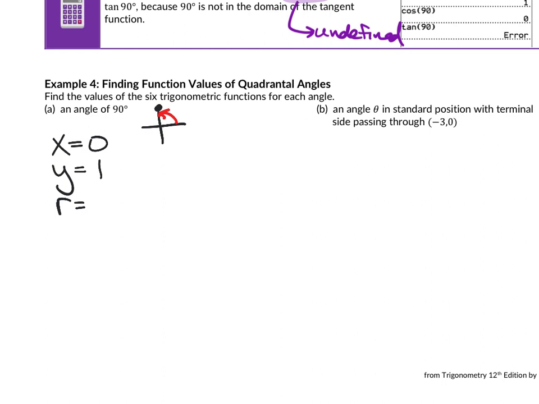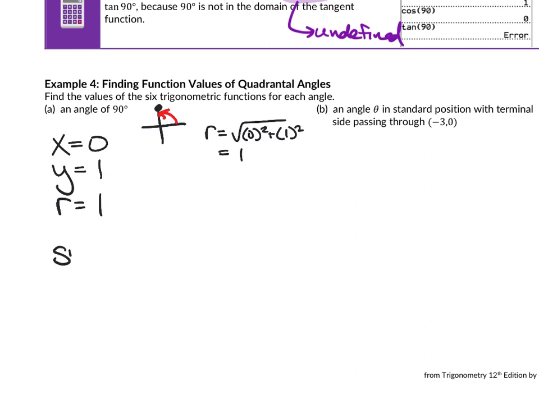That would be theta, but yes, 1. The reason we got that is because if we found, like we'd been doing for the other problems, the x value squared and the y value squared, 0 squared is 0, 1 squared is 1, the square root of 1 is still 1.